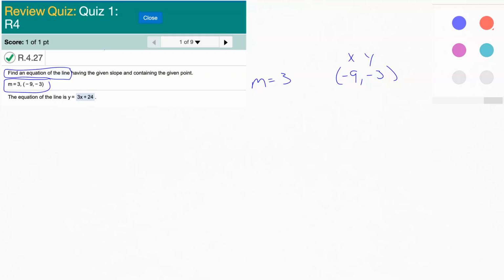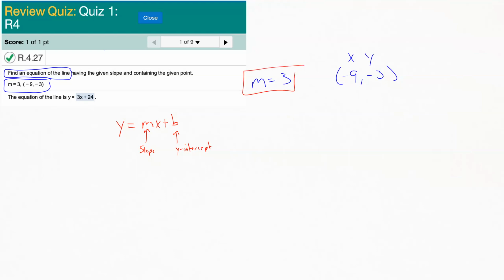So we just remind ourselves the equation of a line is y equals mx plus b, where m is our slope and the b is the y-intercept. So on this problem, they actually give us one piece for free. They give us the slope straight up, so we know we're just going to be plugging that slope in right there. We've got y equals 3x. But what we're missing is our y-intercept, our b.